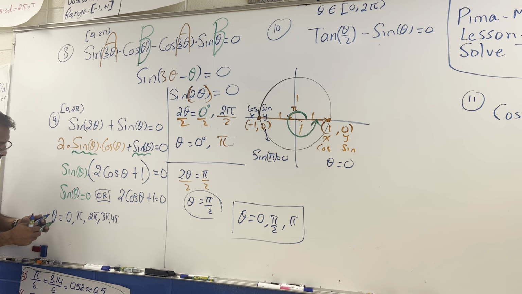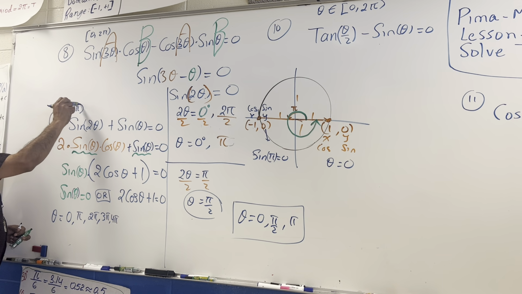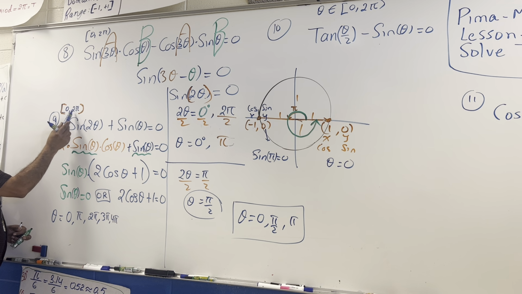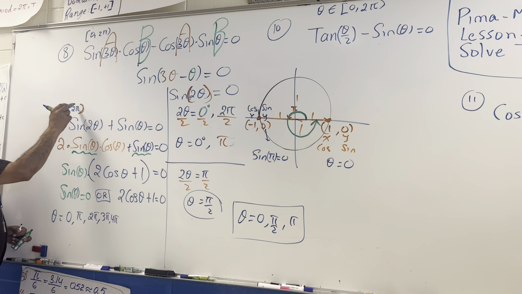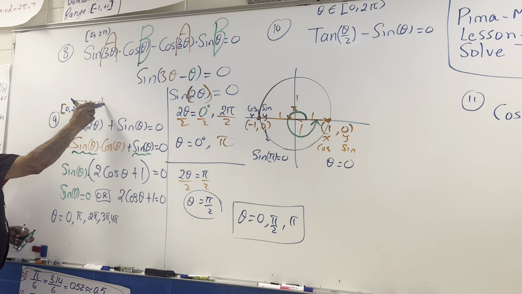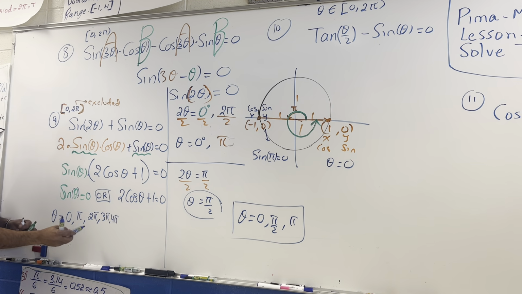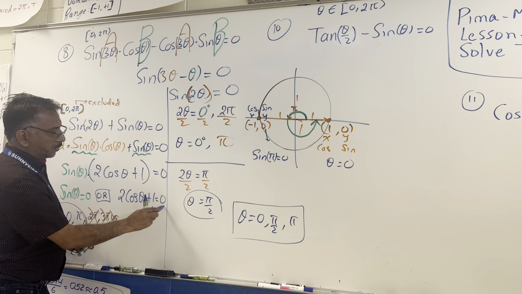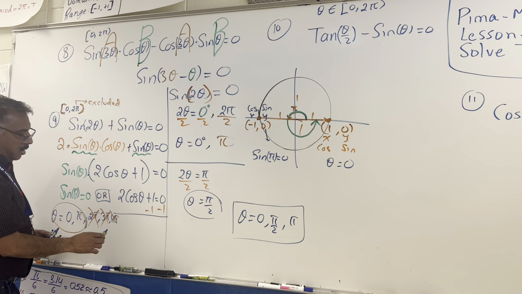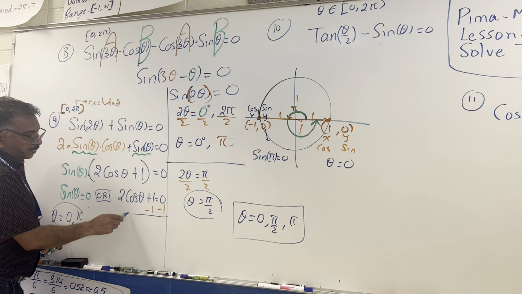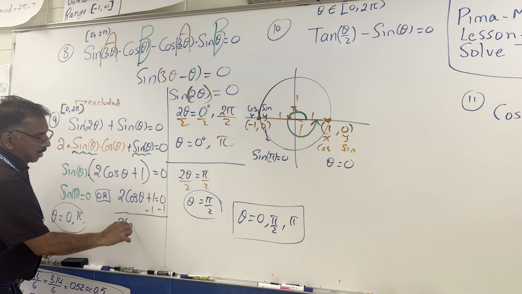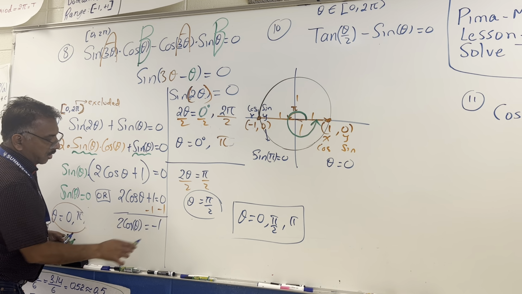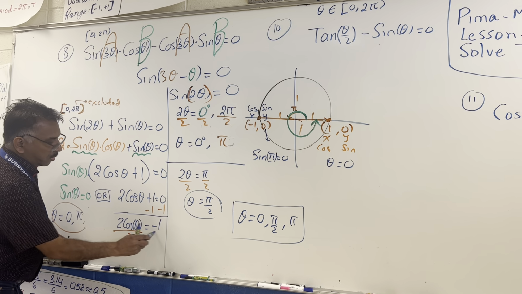But we need the answer only from 0, and you cannot even take 2 pi. This means 2 pi is excluded. So you can't take 2 pi. So the only options are these. So let's move to this side, what's happening. Subtract 1. So if you subtract 1 here, you end up getting 2 cosine theta equals minus 1, divided by 2.